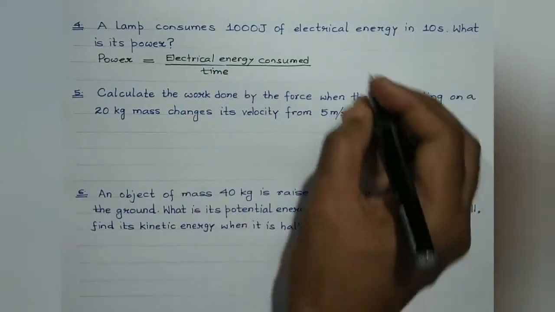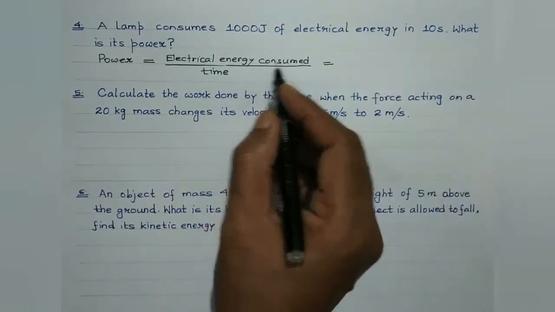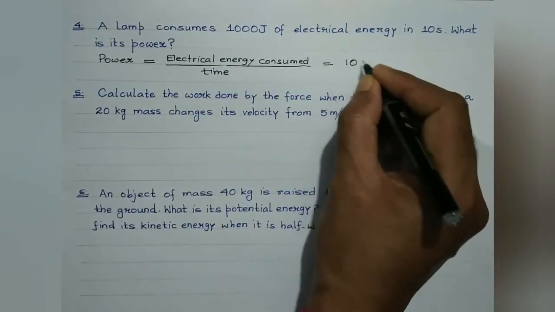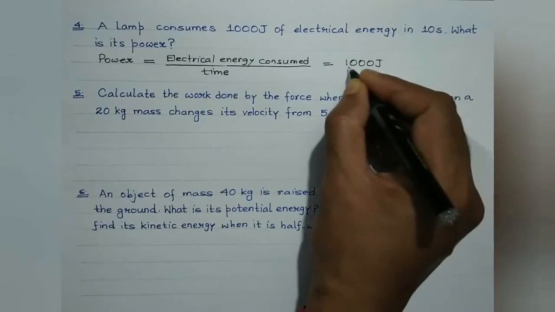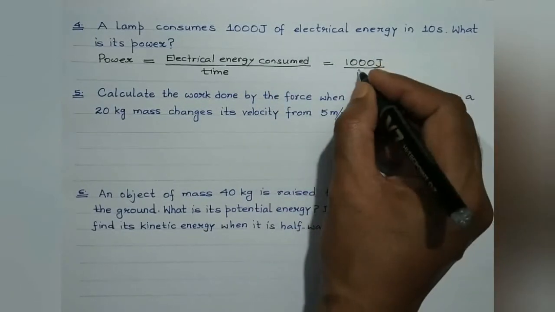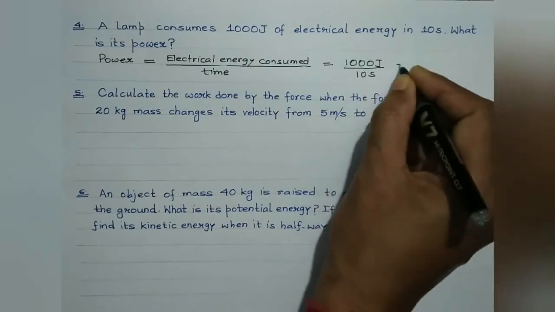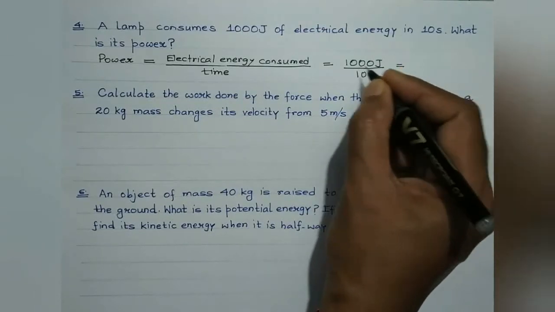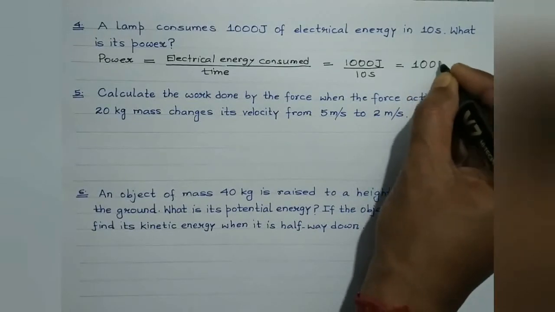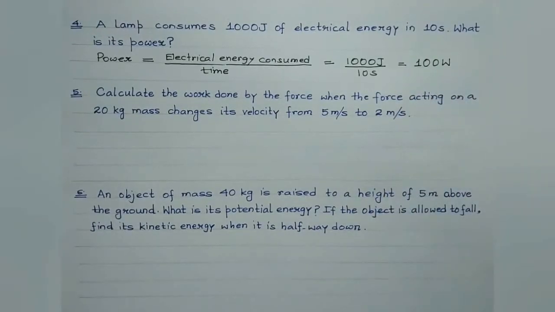So that's electric power. The energy consumed by the lamp is given to be 1000 joule. Now in what time is this energy consumed? In 10 seconds. So joule per second is watt, 1000 by 10 is 100. So it will be simply 100 watt. So the power of the given lamp must be 100 watt, right?